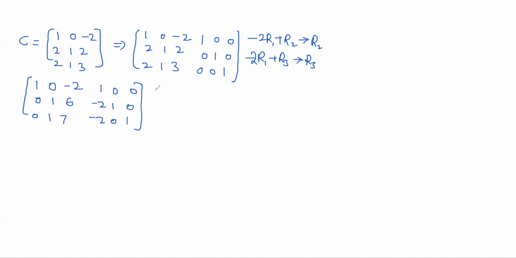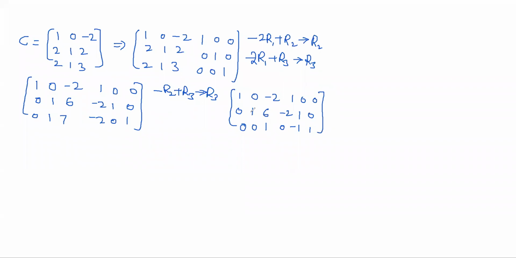So I will apply a row operation, minus R2 plus R3, that will be R3. In this way, what I will get is 1 0 minus 2 | 1 0 0, and then 0 1 6 | minus 2 1 0, and then it will be 0 0 1 | 0 minus 1 1.